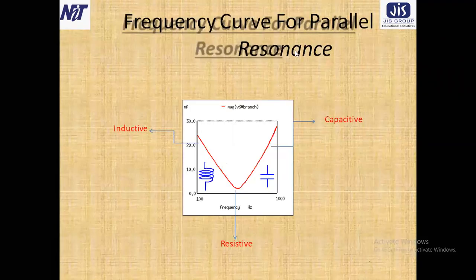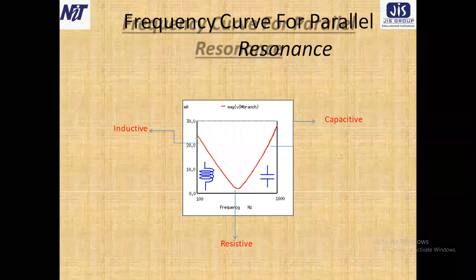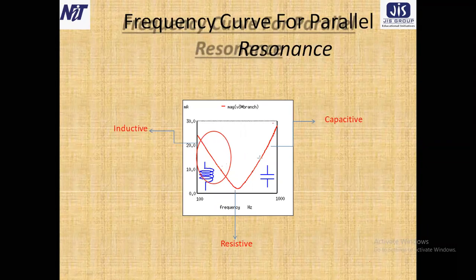Here is the frequency curve of parallel resonance. You can find this is the inductive part, and this is for capacitive, and this is the frequency at the resistive point. So this is the frequency curve for parallel resonance.